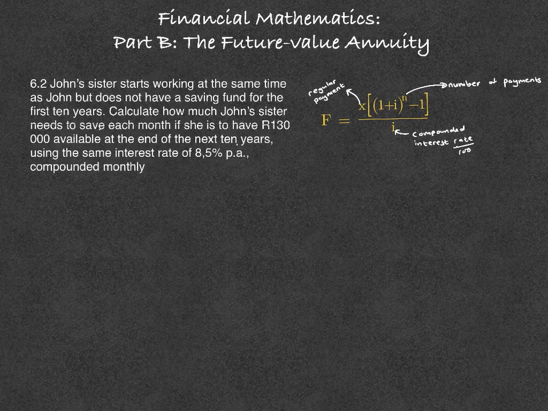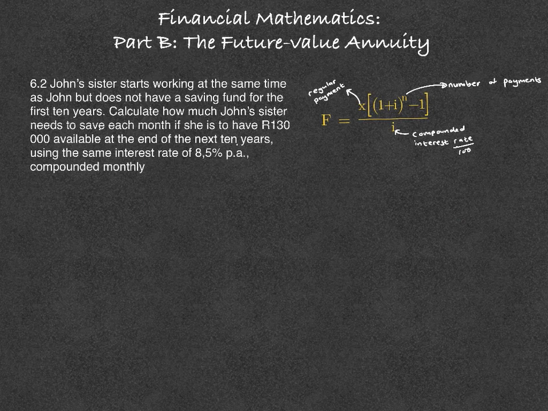The second part of question 6.2 talks about John's sister. So it's not John; his sister starts working at the same time as John, but does not have a savings fund for the first 10 years. Calculate how much John's sister needs to save each month if she has to have 130,000 Rand available at the end of the next 10 years, using the same interest rate of 8.5% compounded monthly.